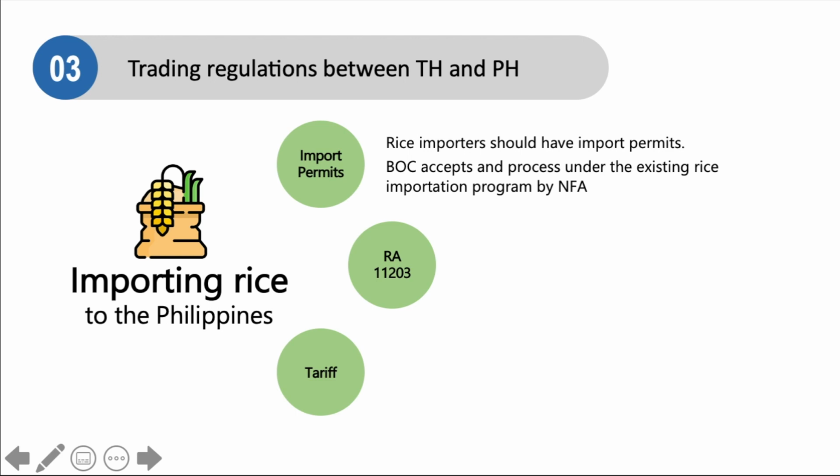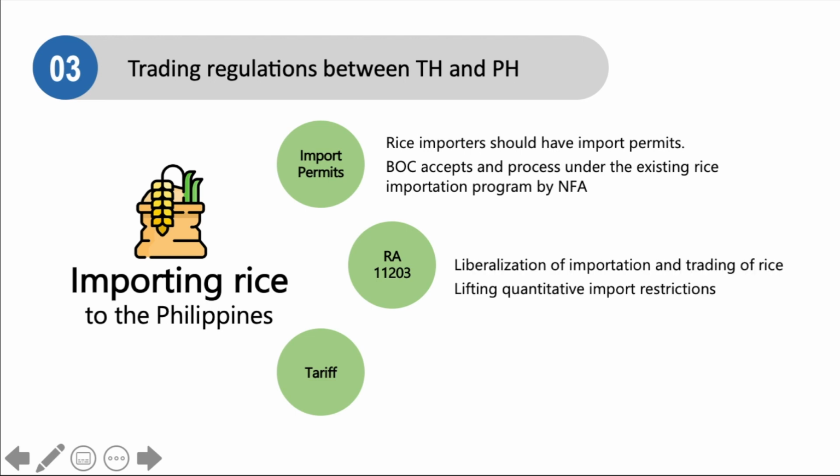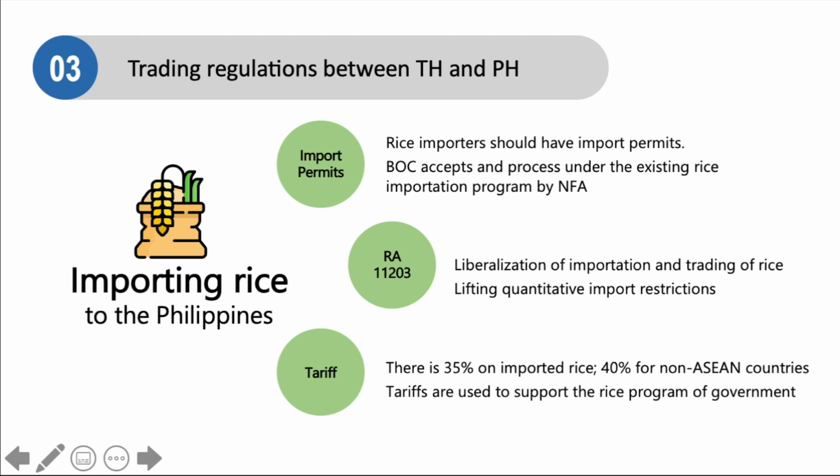Now, I have mentioned a while ago that the tariff barriers are being eliminated, except for rice. And that is because of Republic Act 11203, or the Rice Tariffication Law, wherein it liberalized the importation and trading of rice. Yes, it lifted the quantitative import restrictions, but in terms of tariff, there is a 35% tariff on imported rice and 40% for non-ASEAN countries.